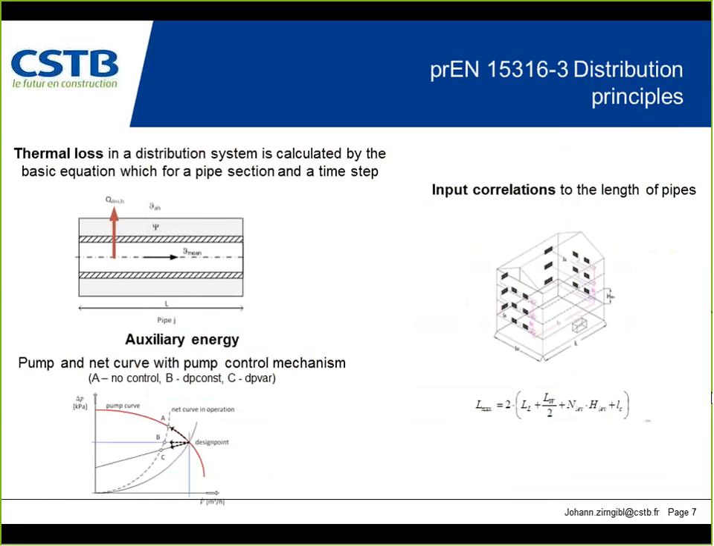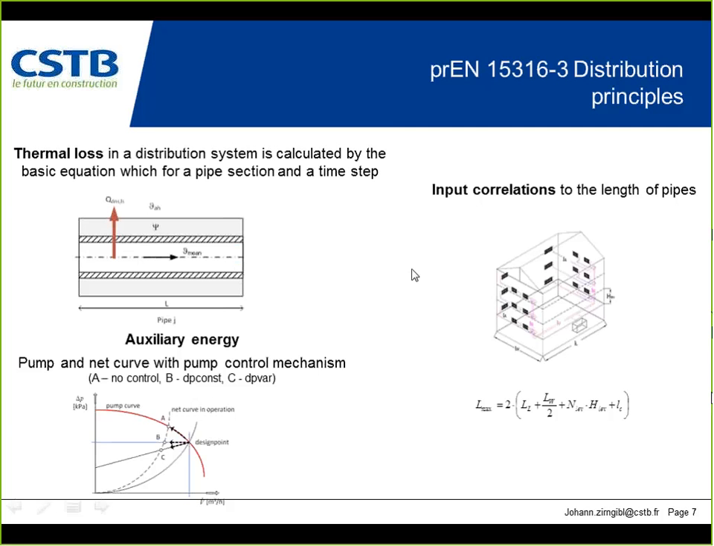The next part is the distribution. Here again, the thermal losses of a distribution system are calculated by a very basic equation, which is linked to the coefficient, the delta T, and the area of the pipes. And of course, for this, you need to have the length of the pipes.